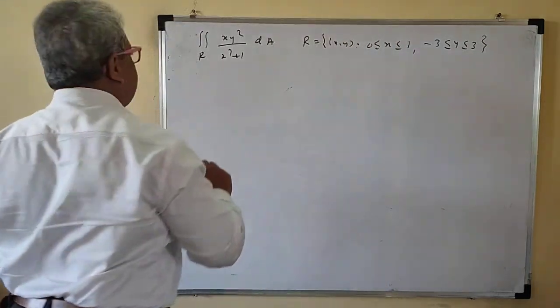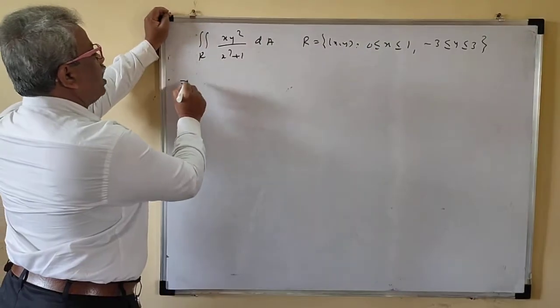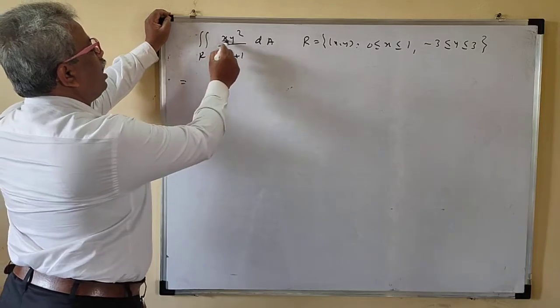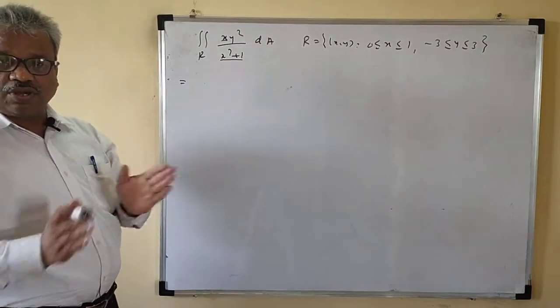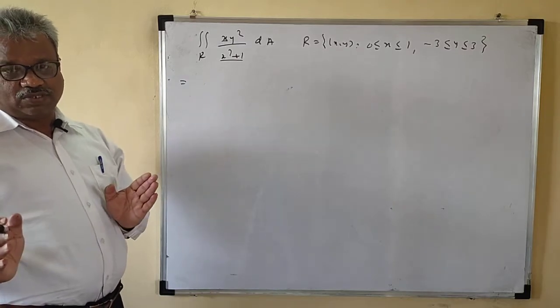Okay, suppose we have this. Now what is this? This we can write as x upon x square plus 1 into y square. We can separate the function of x and function of y here.